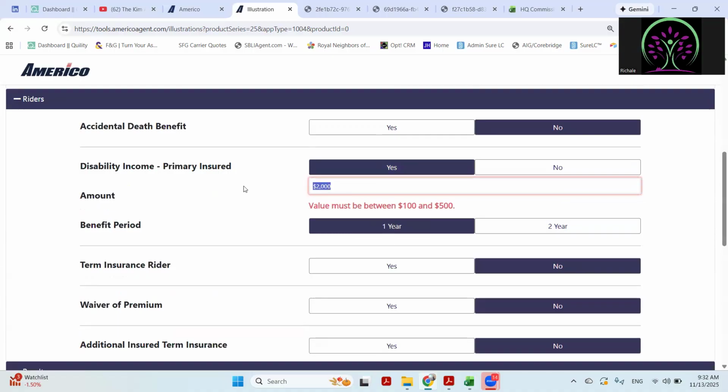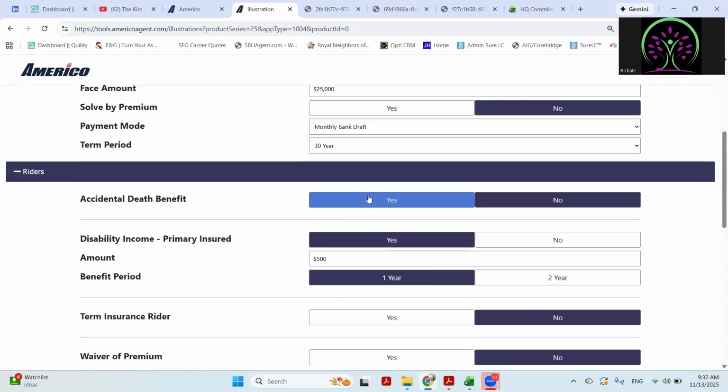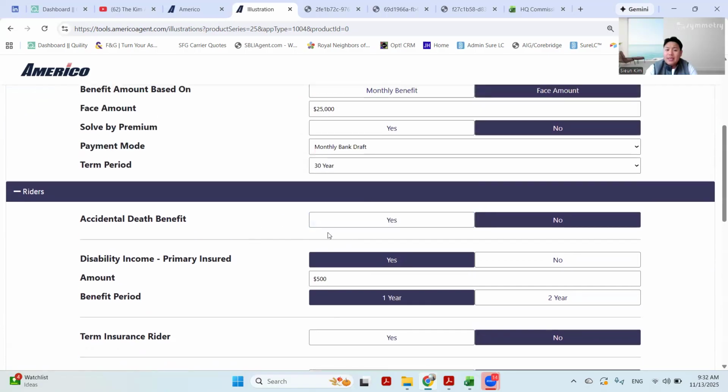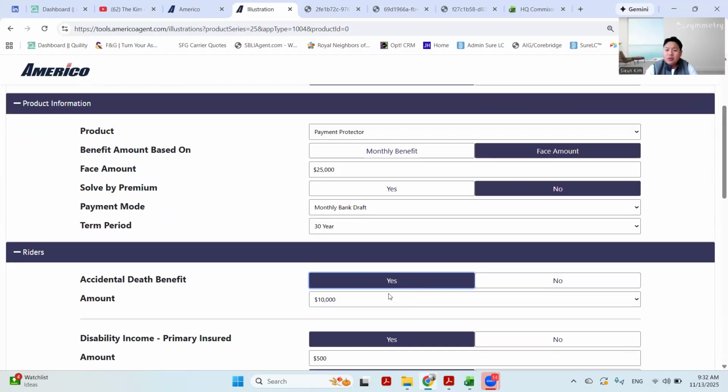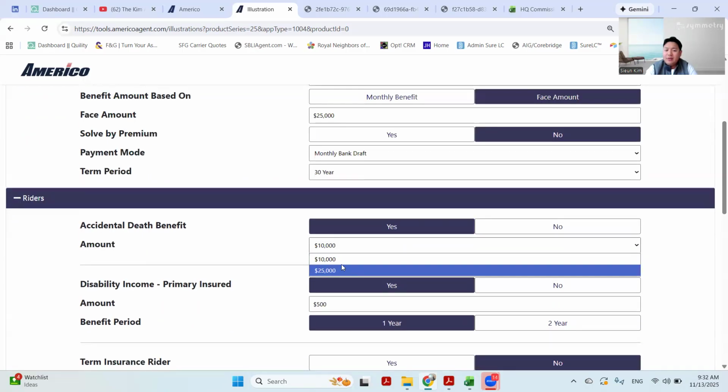So are you saying don't do the accidental death with Americo? Do it as a standalone? No, this is just the rider. This is just the rider, but do you see that it only goes up to 10,000 or 25,000 additional payout for accidental? So it's not a lot, right?